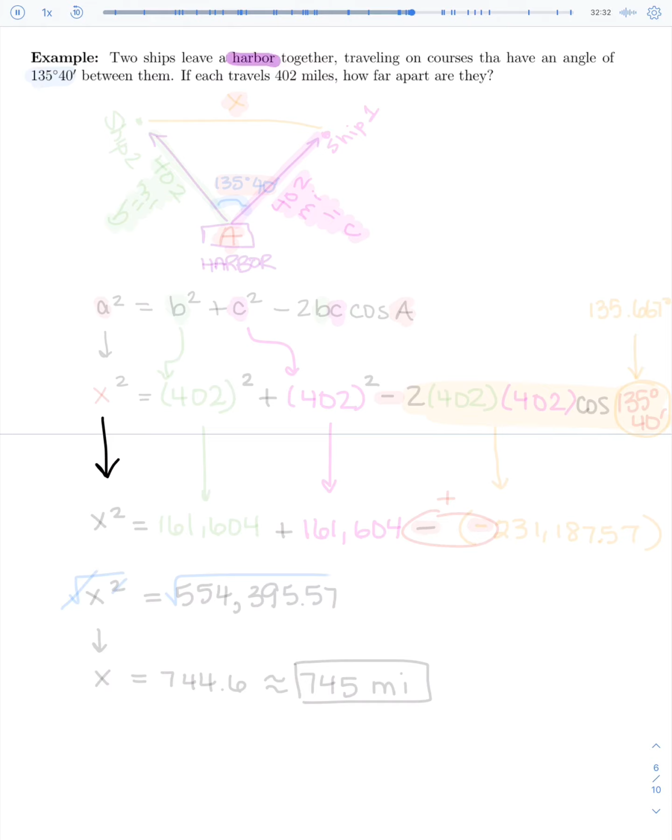So let's go ahead and draw our harbor. I'm going to put it over here so I've got enough room. So I've got our harbor. And we have two ships that are leaving the harbor together. And so they're going to create an angle as they go out of 135 degrees and 40 minutes between them. So let's put that angle in between them, the 135 degrees and 40 minutes.